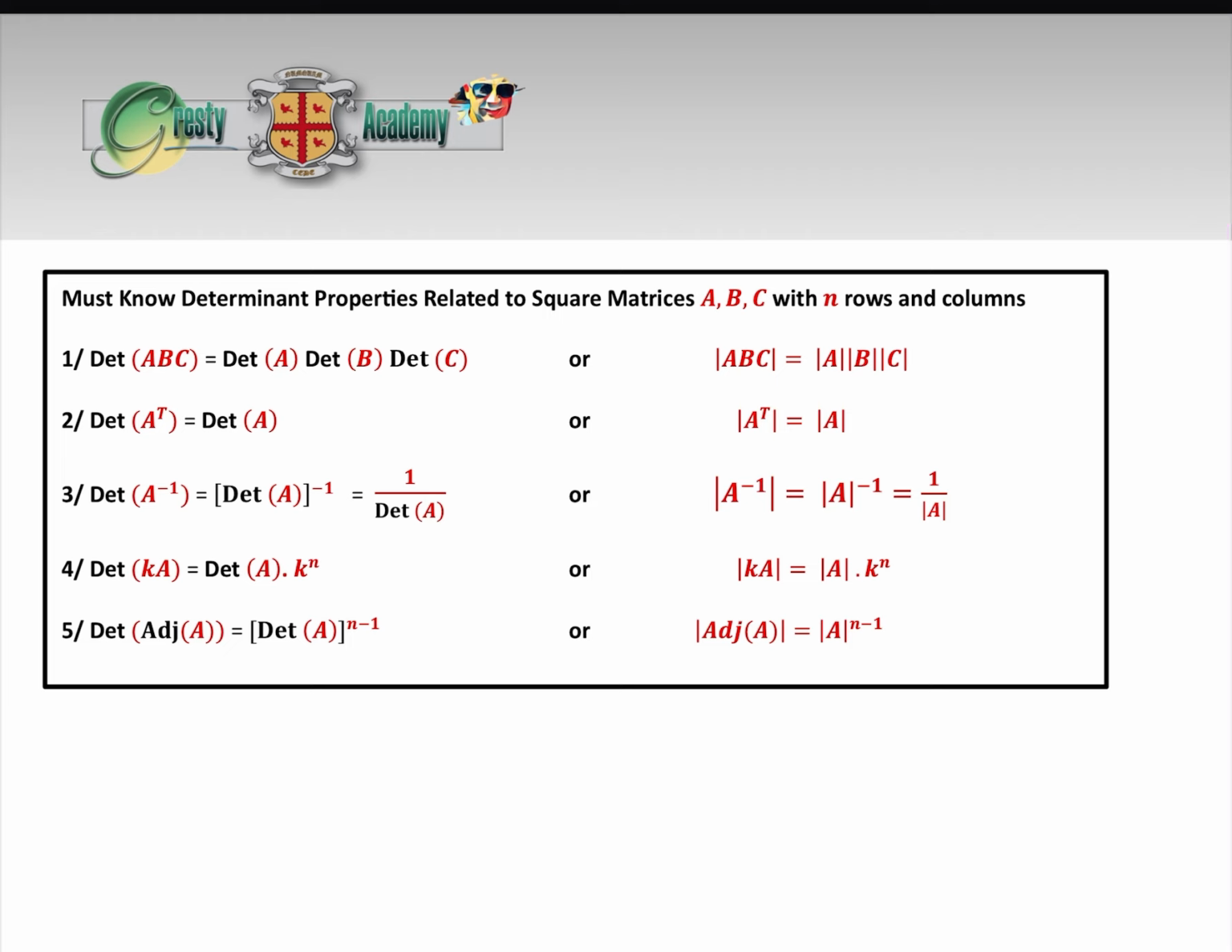So, rule number one, we've got determinant properties related to square matrices A, B, and C with n rows and columns. The determinant of ABC is equal to the determinant of A times the determinant of B times the determinant of C, and that's another way of writing it. The second one, the determinant of the transpose of A is the same as the determinant of A. Again, it's written like that.